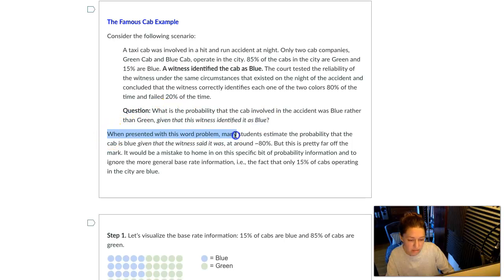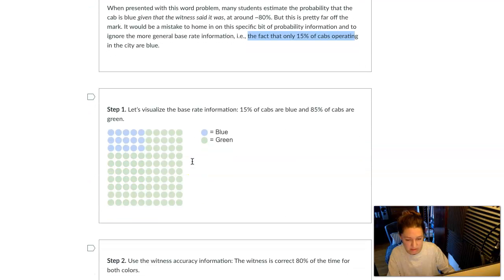When presented with this problem, many people estimate that the probability that the cab was blue, given the witness said it was, is around 80%. But this is pretty far off the mark. That's why it's an error and we are studying it. So it would be a mistake to home in on this specific bit of probability information, this witness success rate at 80%. We're homing in on a very specific bit of information and ignoring important other information that is relevant in the word problem here. In particular, we're ignoring this more general base information that only 15% of cabs operating in the city are blue.